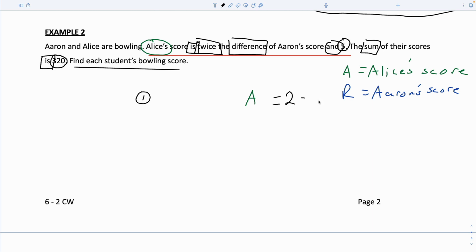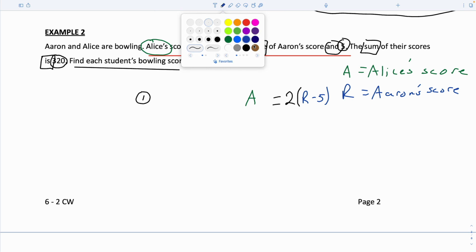Close. So there's something happening with difference of. When you have twice the difference, you're going to end up having to put something in parentheses because you have 2 times this whole thing. It's 2 times the difference of Aaron's score, which is R, and 5. So put R in the parentheses, subtract 5. There's your first equation. Twice the difference of Aaron's score and 5. 2 times R minus 5. There's your first equation.